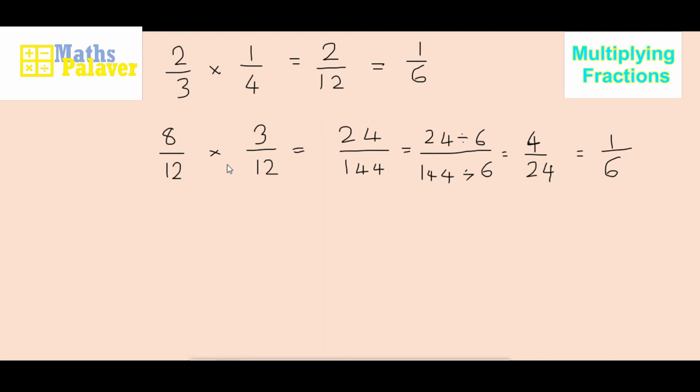The mistake there is to think that you need the same denominators when you're multiplying fractions, but you don't. You don't need the same denominators at all. You can just multiply the top numbers, multiply the bottom numbers, and then simplify. Today we have learned how not to make mistakes when multiplying fractions.